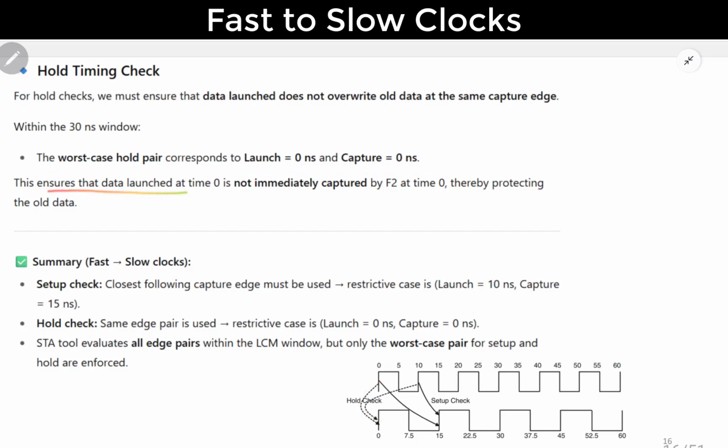This ensures that data launched at time 0 is not immediately captured by F2 at time 0, thereby protecting the old data. So this is the overall summary of fast to slow. So we know that this is fast and this is slow. Data launching at 10 and capturing at 15 will give setup, and launching at 0 and capturing at 0 will give hold. So this is all about the fast to slow clock.